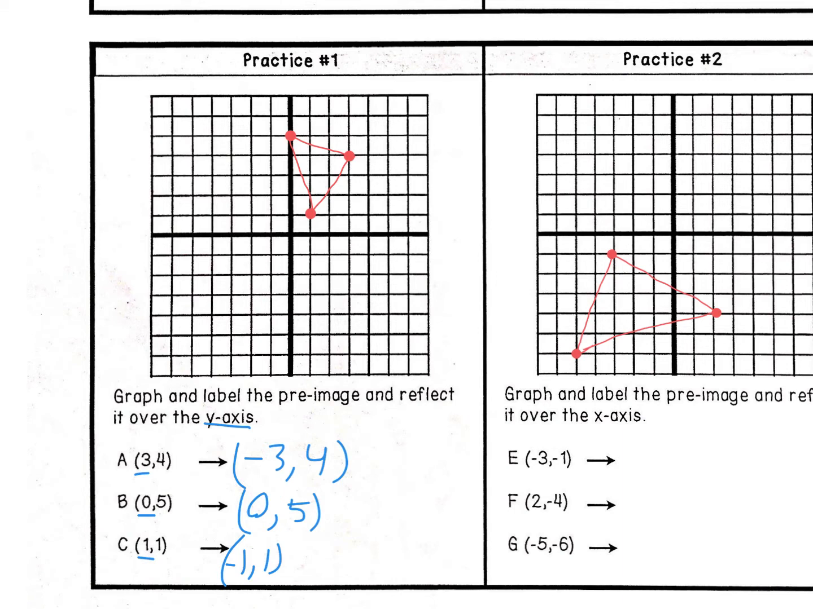Plot them out, such that we get negative 3, 4, zero, 5, and negative 1, 1. Connect our dots. We get our reflected y-axis shape.